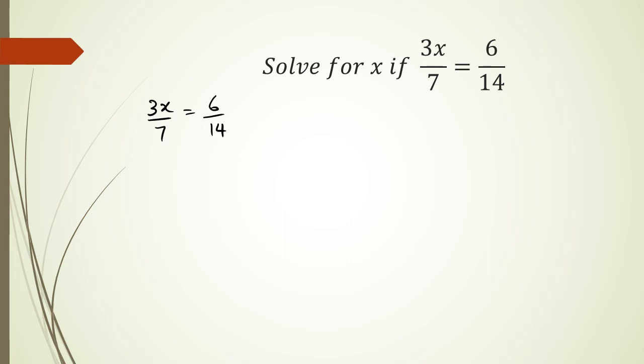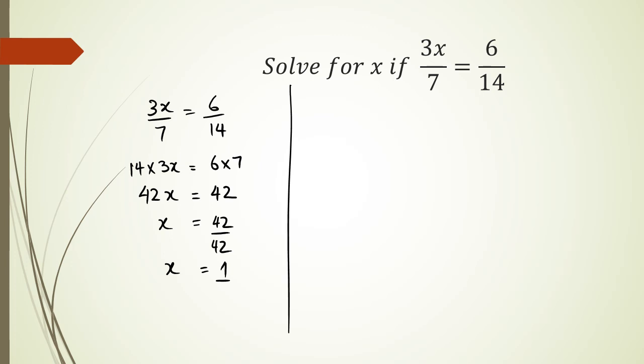So if I was to cross multiply this, I would have 14 multiplied by 3x and 6 multiplied by 7. Now 14 times 3, I'm going to get 42x, and 6 times 7 is also 42, which means x is equal to 42 divided by 42. Therefore, x is equal to 1. All right, that's one way of doing this.